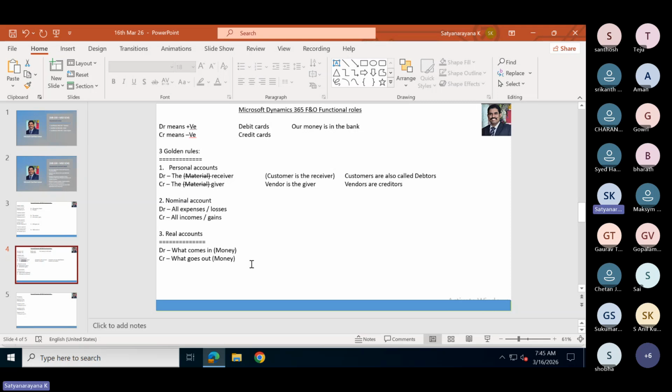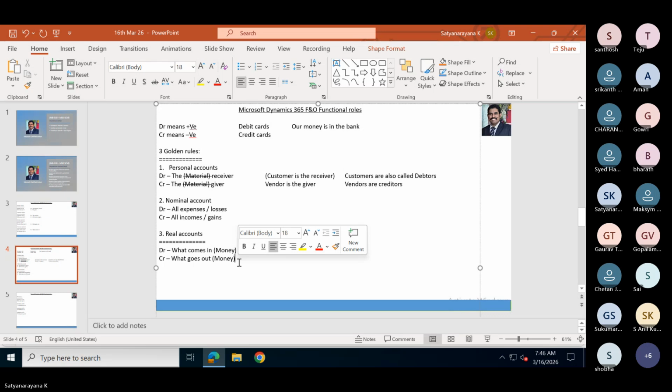See here, if you are talking about real accounts, I'm talking about the rule only. I'm not talking about assets. You are talking about assets. Inventory is an asset, cash and bank are also assets, fixed assets are also assets. All these come under real accounts only, right? So real accounts are also part of assets and liabilities.